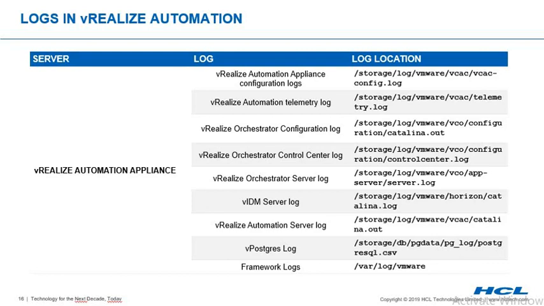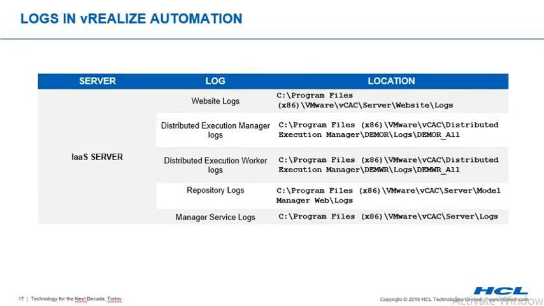So this was all about logs in the vRealize Automation appliance. Next we come upon IaaS server logs. Now, depending on whether your deployment is minimal or distributed, the logs are segregated, but the location on the Windows computer will be the same.